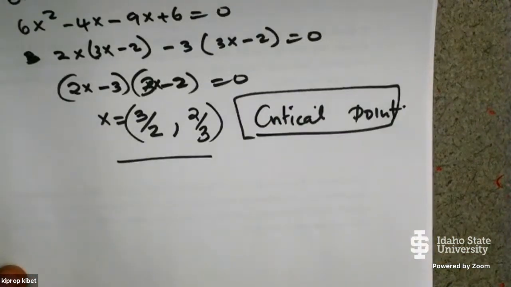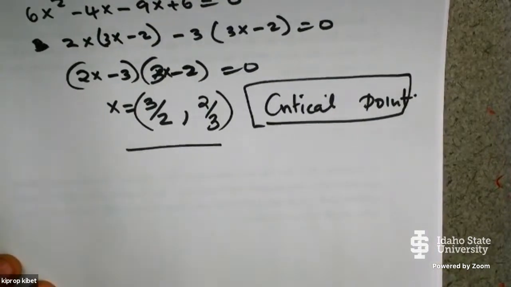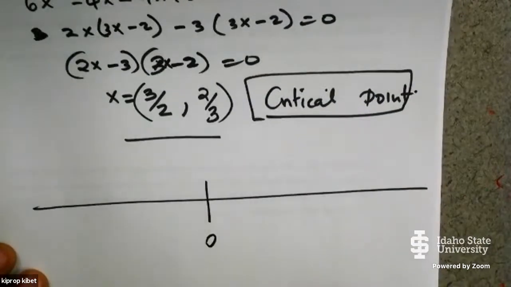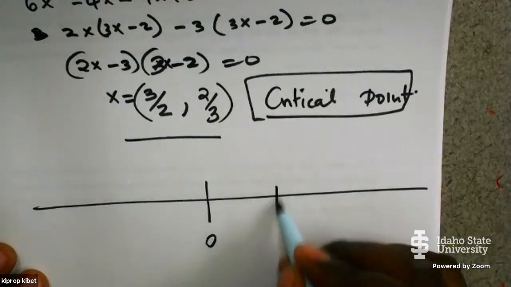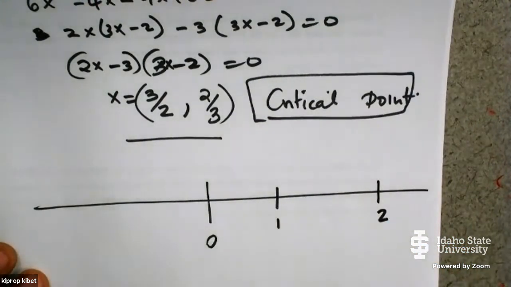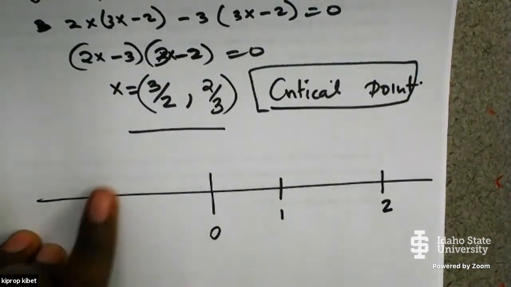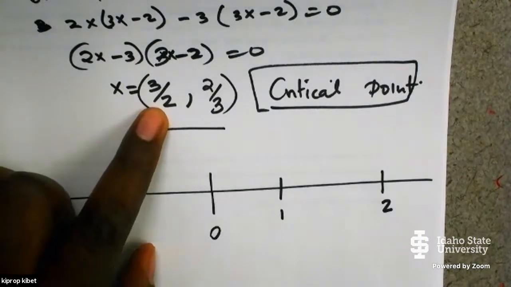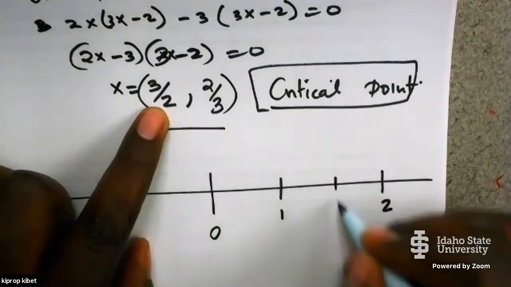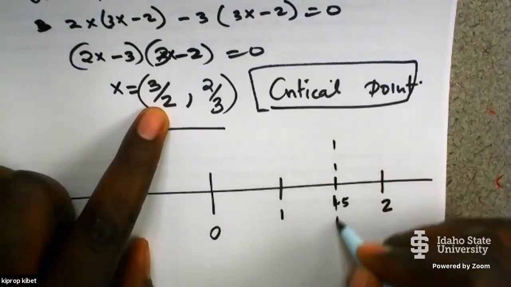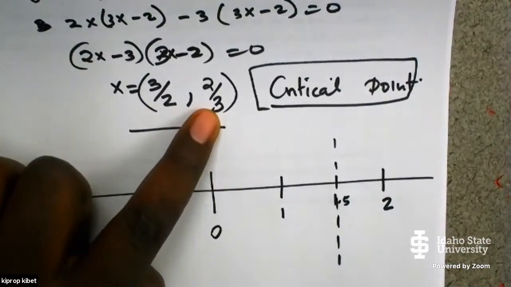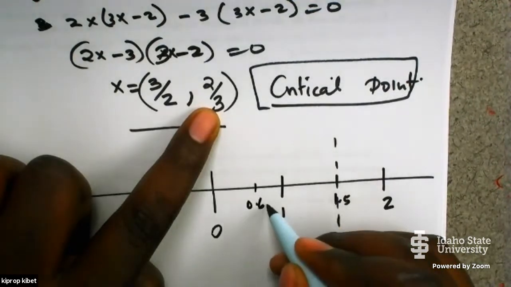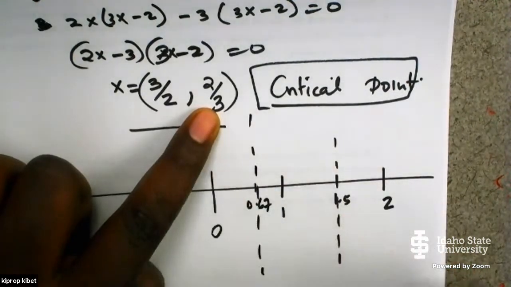So step number 3, you create the levels there. So you come here, 0 there. You can take 1 and 2. All of them are positive, right? So 3 over 2 is like 1.5, somewhere there. So that is one level. 2 over 3 is like 0.67, somewhere there. So those are the levels.